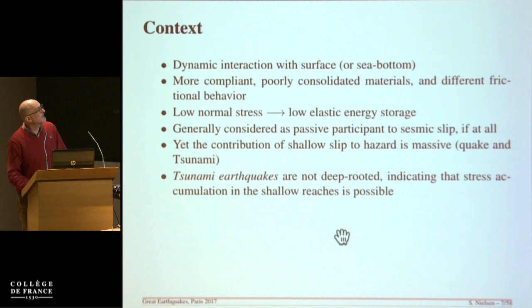Now, the context is that when a fault reaches the surface, there's a very strong interaction with the free surface that creates reverberation and then amplifies the motion. The material is more compliant, very often poorly consolidated. The normal stress is very low, so there can't be much energy stored close to the surface. And so generally the superficial part of the fault has been considered a passive participant in the seismic slip. Yet the contribution to seismic hazard is very important. And the fact that tsunami earthquakes are not deep-rooted indicates that there must be some kind of stress accumulation even close to the surface.